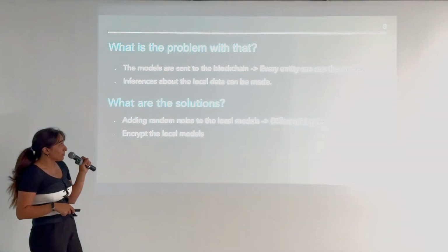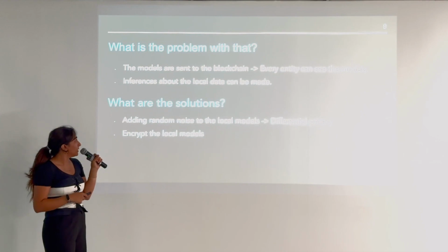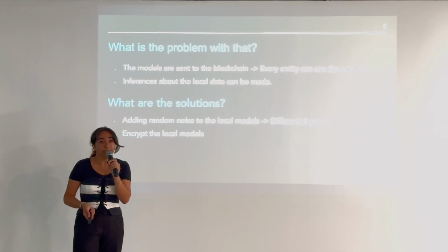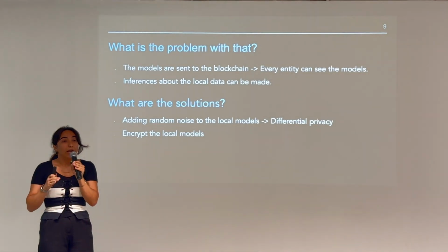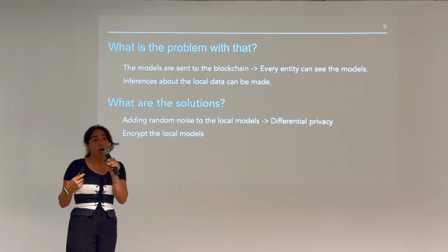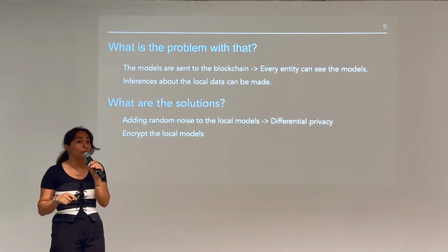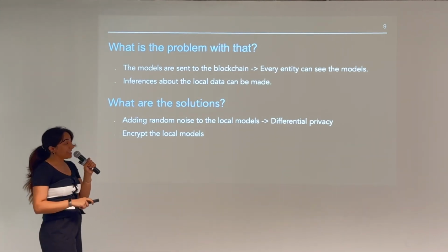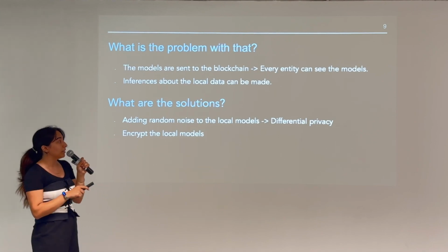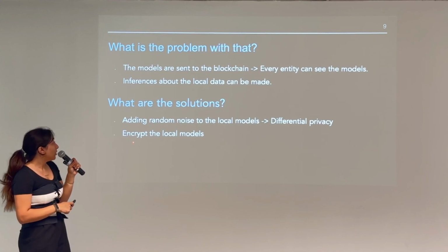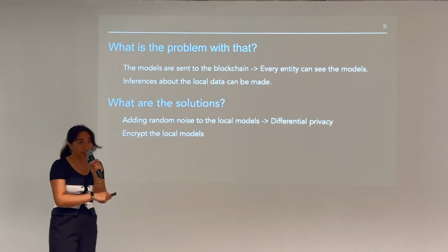So the solution. There are two solutions, more or less. Either you add some noise, basically you hide your models. Let's say you just add random stuff to your model, which would not necessarily change the model's accuracy, but I, as a third party, will not be able to understand your models completely. As mentioned here, it's differential privacy, so it does not deliver complete privacy to your models. Or we can encrypt the models, which is basically complete privacy.